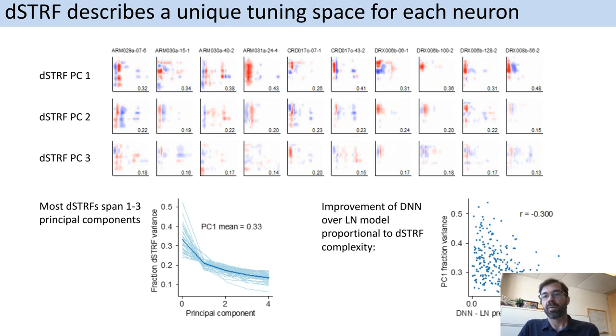So at the right here, we're plotting the fraction of variance explained by the first principal component in the DSTRF against the relative improvement, so the difference between prediction performance for the DNN and the LN model. And what you find is that for the cells that show the greatest increase in performance, the relative fraction explained by the first PC is smaller. And so indeed, these more complex dynamic STRFs correspond to cells where the DNN model is showing the greatest improvement.